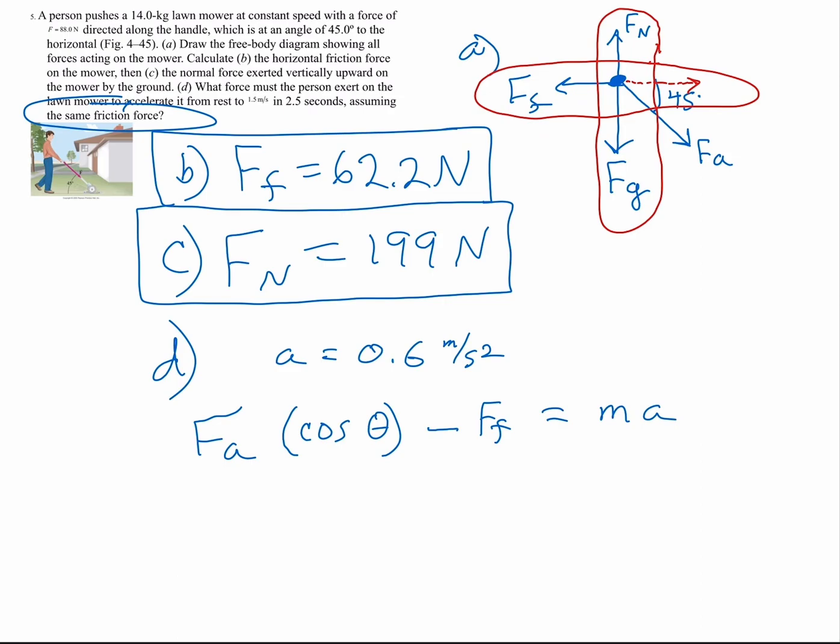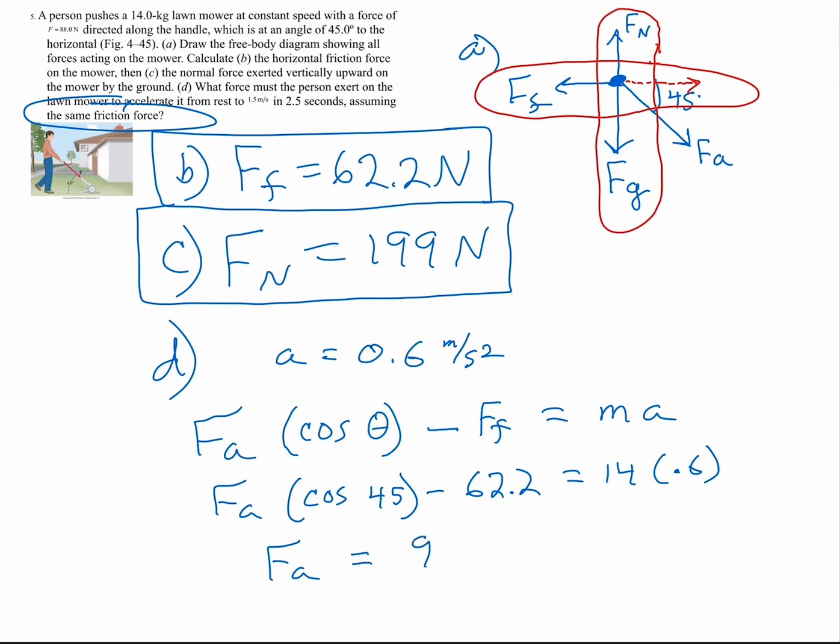So if I start throwing numbers in here that I know, this is 45 degrees. Friction was already answered up in part B, so I can just rewrite the 62.2. The mass is 14, and A is now 0.6 as we just previously calculated. So now I just got to do some algebra. And if you add and divide everything properly, you're going to get roughly 99.8 newtons.